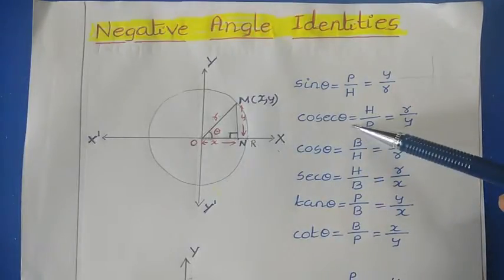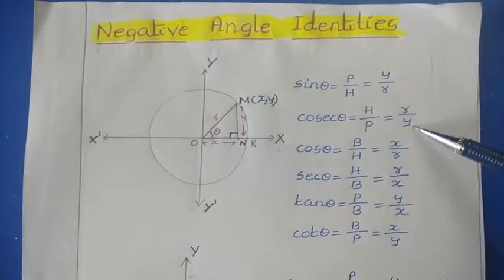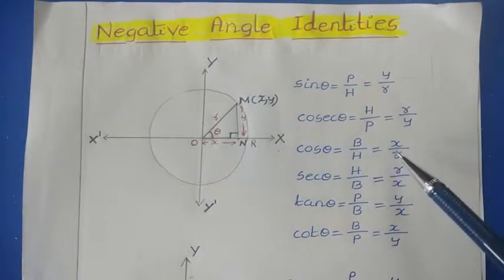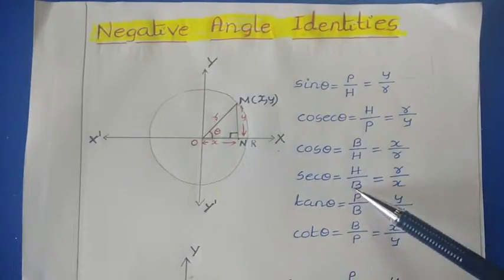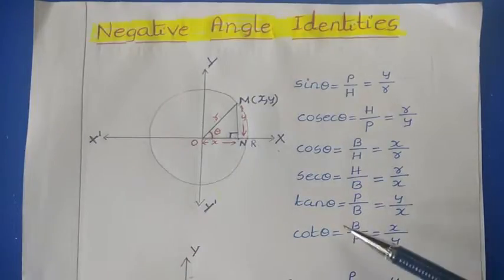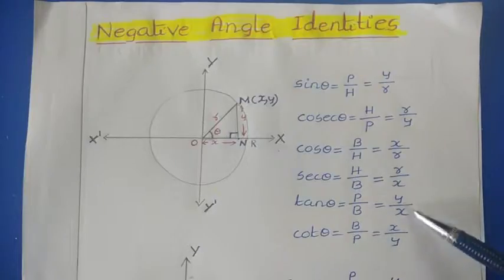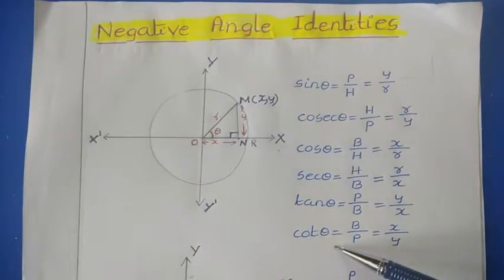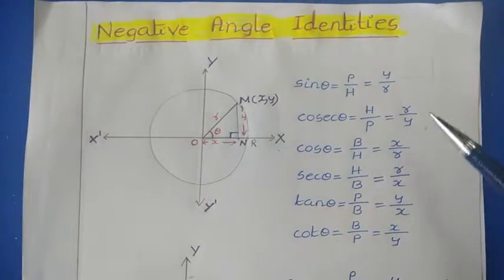Next, cosec theta is hypotenuse upon perpendicular, which is r by y. Cos theta is base upon hypotenuse, so x by r. Sec theta is hypotenuse upon base, which is r by x. Tan theta is perpendicular upon base, which is y upon x. Cot theta is base upon perpendicular, which is x upon y. So now here we got the value of all the trigonometric ratios of theta.